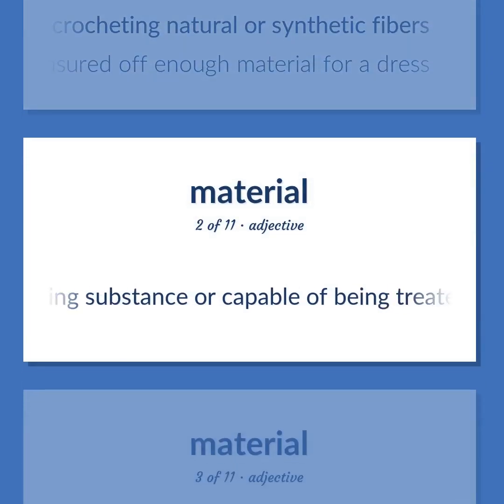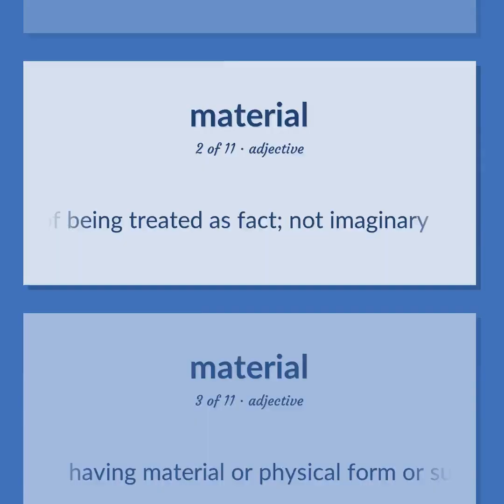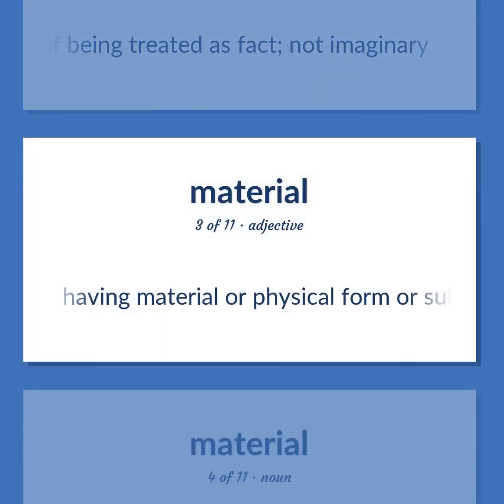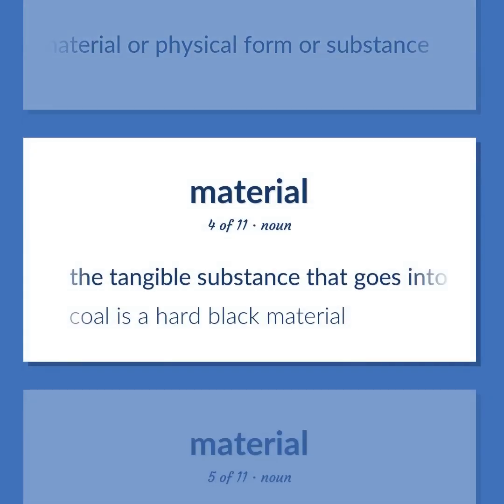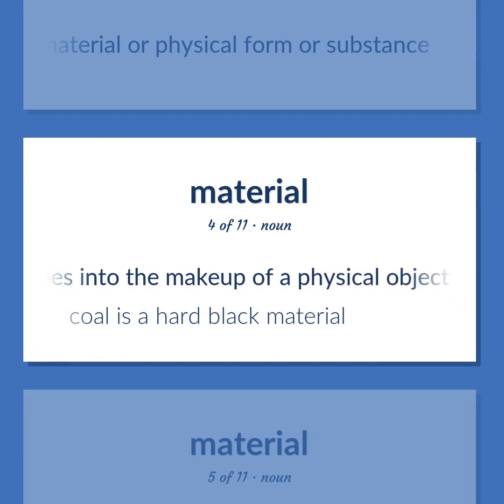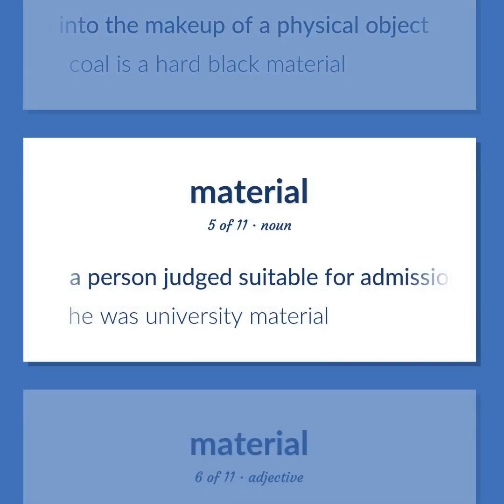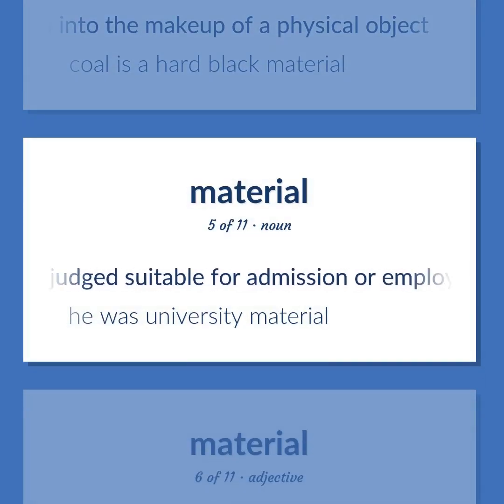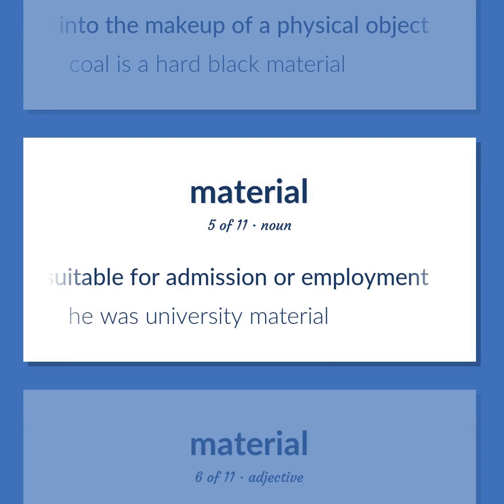Having substance or capable of being treated as fact, not imaginary. Having material or physical form or substance. The tangible substance that goes into the makeup of a physical object. Coal is a hard black material. A person judged suitable for admission or employment. He was university material.